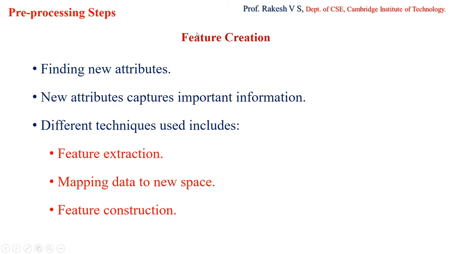Okay, these new attributes capture the important information of the data set. Further, new attributes might be smaller in number than the original attributes. This can be achieved using three different techniques or methodologies, that is feature extraction, mapping data to the new space, feature construction. So now let us see these feature creation techniques one by one. First is feature extraction.